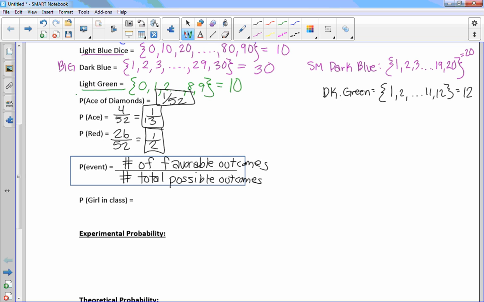Remember, it's just students, don't count me. Okay? How many girl students are in here? I'm getting 17. So that probability would be 17 out of 30.